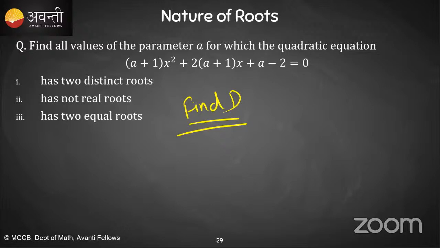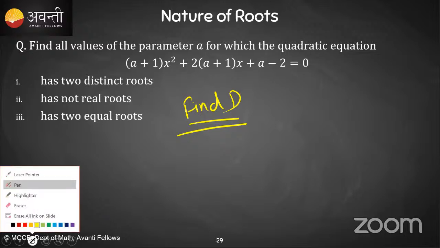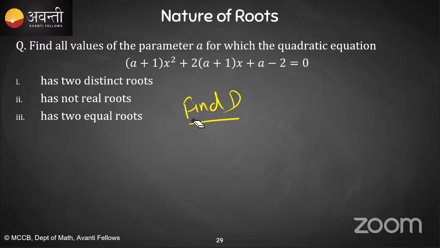Okay, let's do this here. I want to see how many of you get this. Everyone, do it here. It is saying: find all values of parameter a for which the quadratic equation has two distinct roots, has not equal roots, two real roots and two equal roots. Everyone tell me quickly.